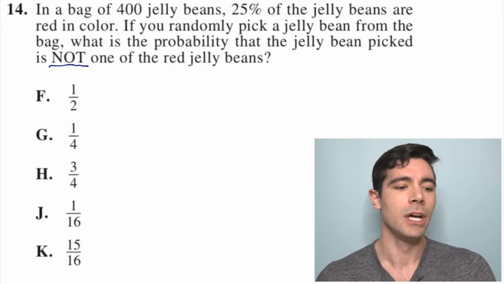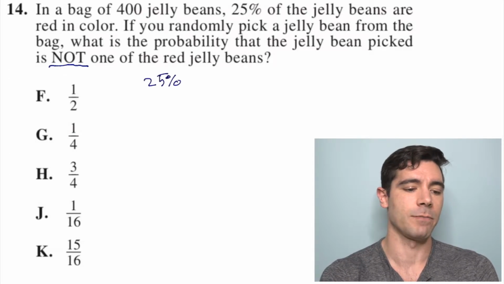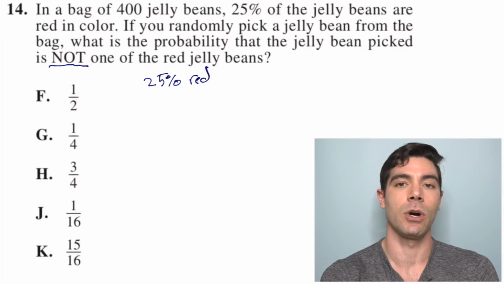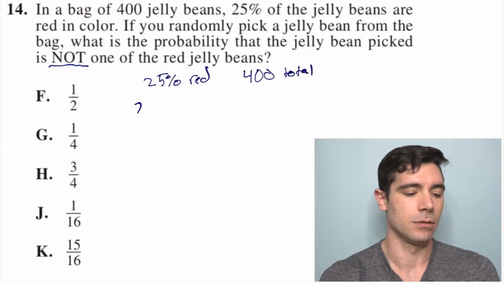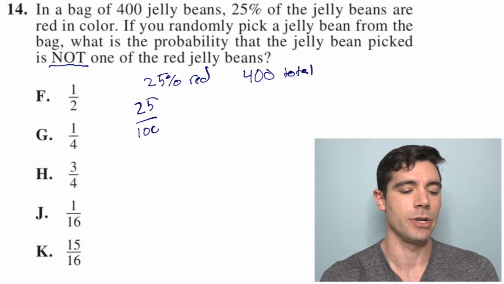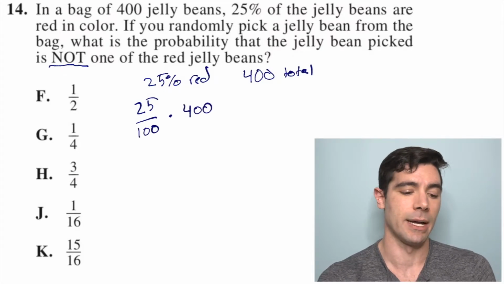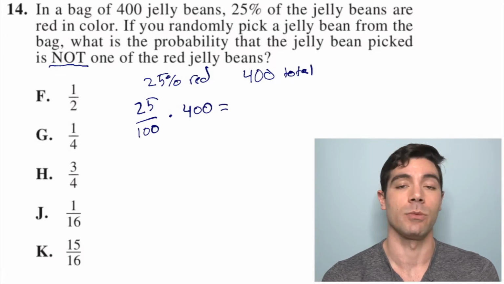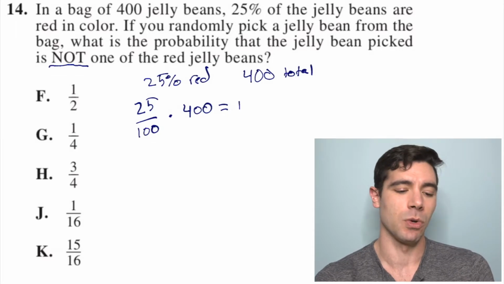Well, what do we know? We know that 25% of the jelly beans are red in color. So 25% red, and there are 400 in total. How do we find 25% of 400? Well, 25% is 25 over 100. The word of represents multiplication. So 25 over 100 times 400, which we can take out our handy dandy calculators, equals 100.